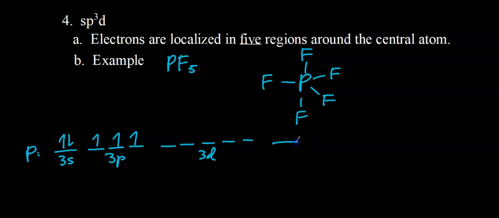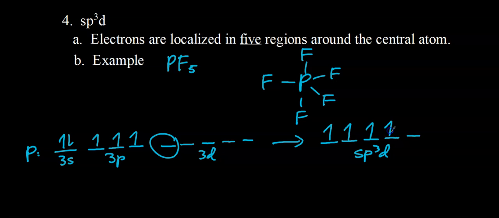So what happens in this case? The s orbital combines with all 3p orbitals and one of the d orbitals to make 5 new hybrid orbitals called sp3d. 5 valence electrons distributed to those 5 hybrid orbitals. Phosphorus now has 5 half-filled orbitals that it can use to form 5 covalent bonds as needed to make this molecule.